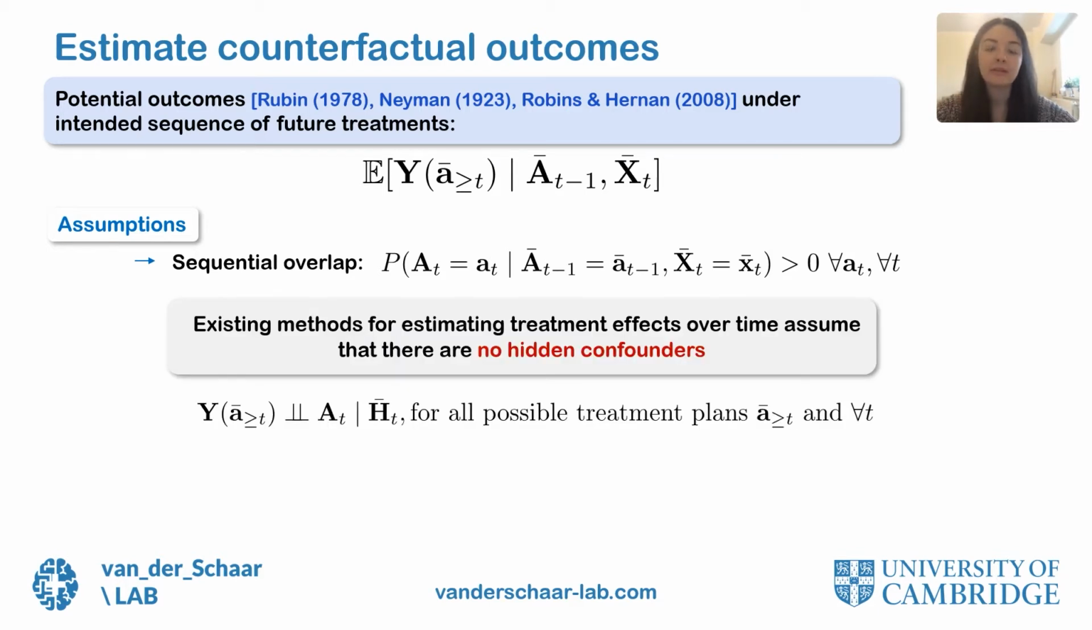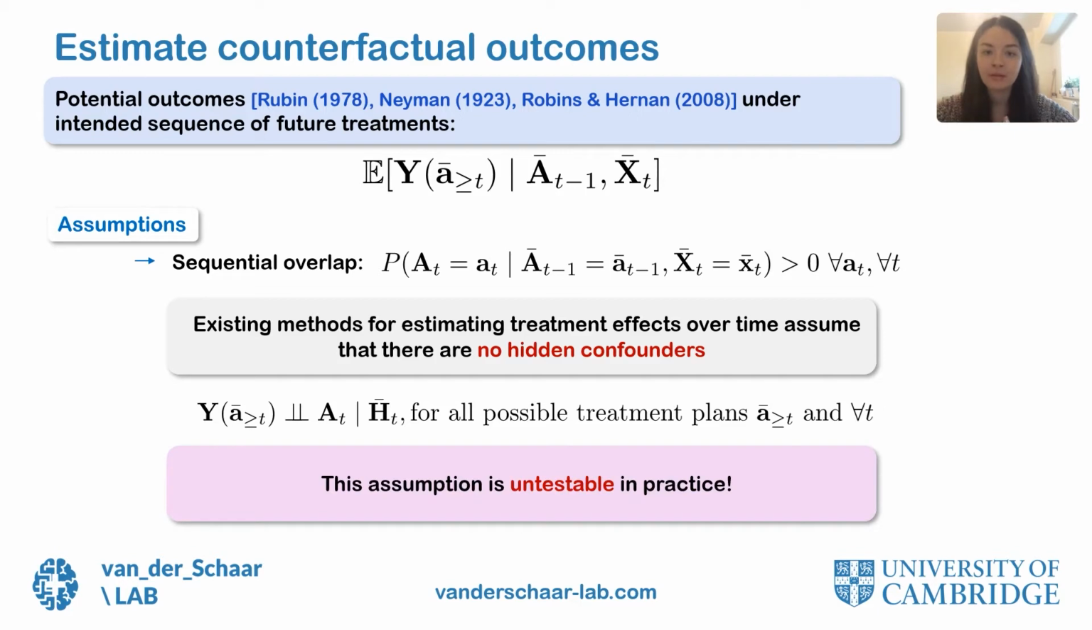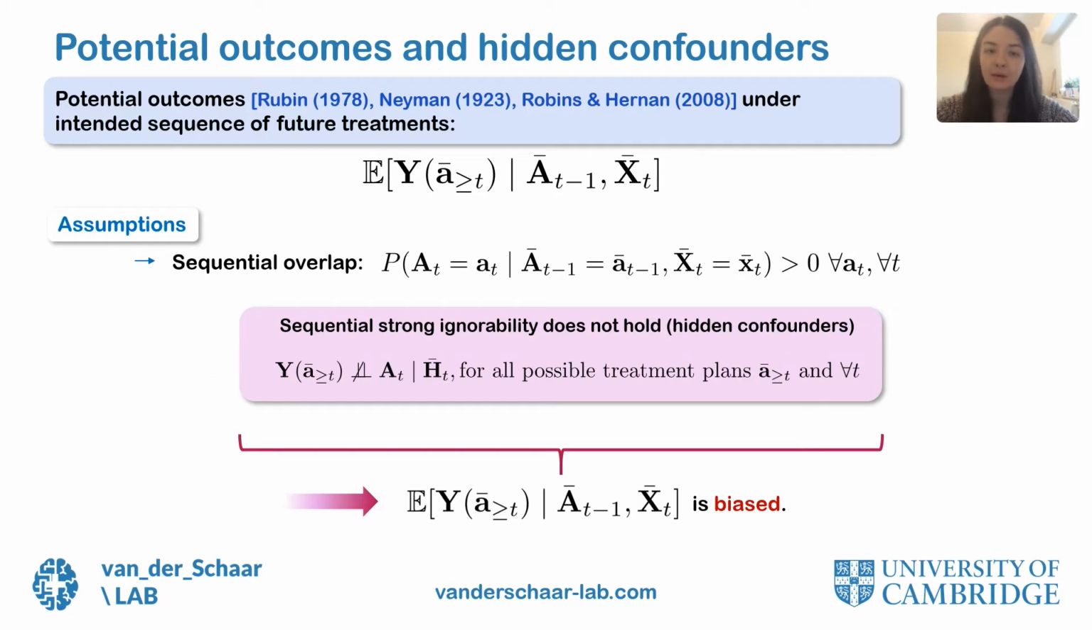Now, all existing methods for estimating individualized treatment effects over time also assume that there are no hidden confounders. This assumption can be written in terms of the following conditional independence relationship, which states that the potential outcomes for any treatment plan starting at time step t are conditionally independent of the treatment assignments at time step t given the patient history. This assumption is not testable in practice since it requires a conditional independence of the treatment with all of the potential outcomes, both factual and counterfactuals. However, since the counterfactuals are never observed, it is not possible to test for this conditional independence. And if this assumption doesn't hold, then we will obtain biased estimates of the treatment effects.